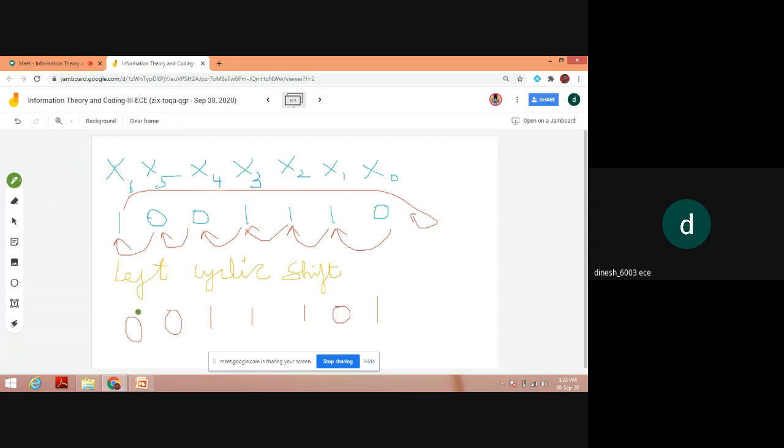See, there are 7 bits: 1, 2, 3, 4, 5, 6, 7. Now check whether these cyclic shifted bits are present in the same table somewhere else or not. So 0011101, which is the left cyclic shifted word, this also will be present in the table. Let us see that.